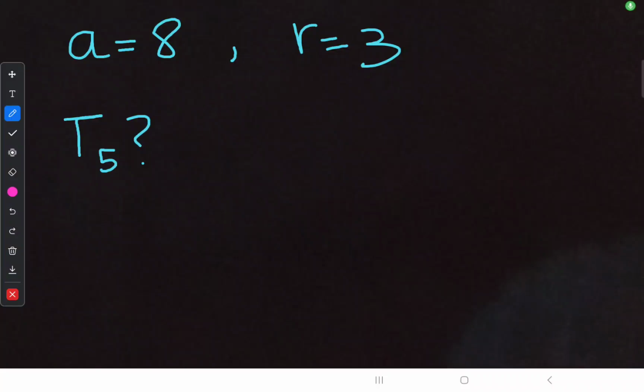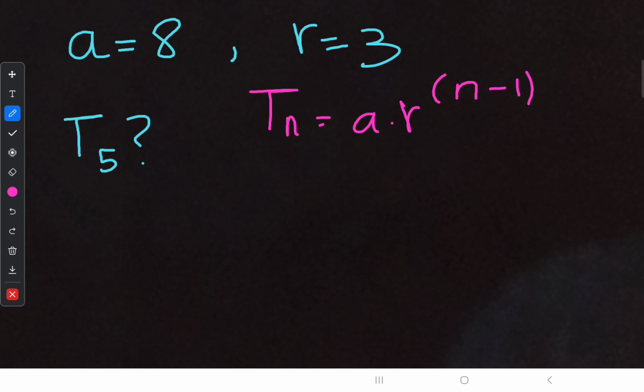I gave you the first term, a equals 8, and r equals 3. We have to find the fifth term of this number pattern. Before starting, you have to think about the general term. How do we find the general term? Tn equals a r to the power of n minus 1. In this formula, we can substitute those values to find our answer easily.